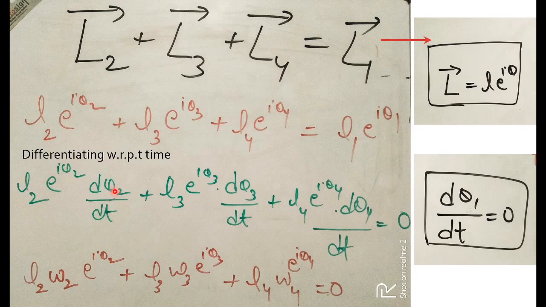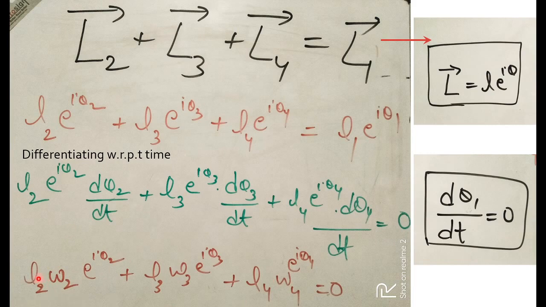So dθ/dt for a rotating link will be its angular velocity. Just imagine that the crank is rotating, so the rate of change of theta will be your angular velocity. Therefore, dθ2/dt will be ω2, dθ3/dt will be ω3, and dθ4/dt will be ω4. Similarly, dθ1/dt will be ω1, but in this case ω1 is 0. That's why it's not here. So in terms of omega, you are writing the same equation.